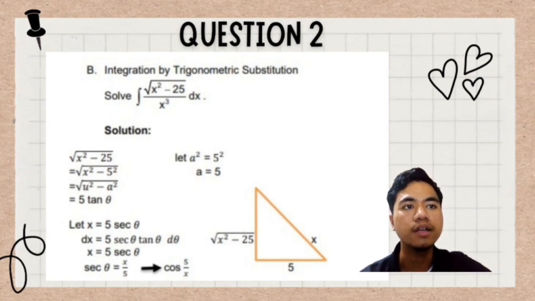Then we can conclude that cos theta equals 5 over x. Then we place the values of the hypotenuse and the adjacent of the triangle. After that, we need to find the opposite side of the angle, which I get as square root of x squared minus 25, as in the picture.